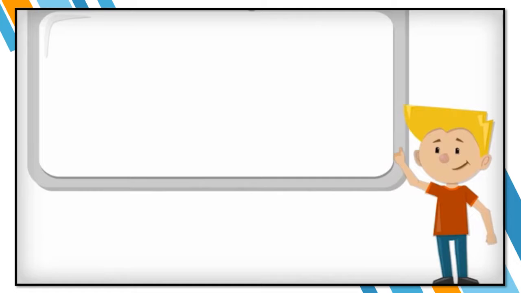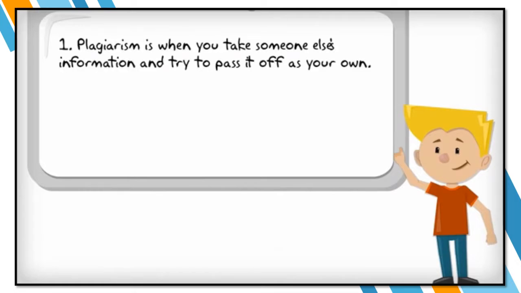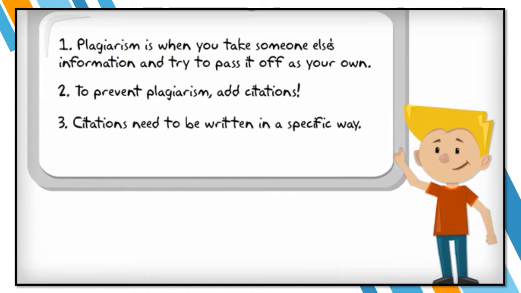Let's do a quick wrap-up. Plagiarism is when you take someone else's information and try to pass it off as your own. It's okay to use information from other sources in your assignment. To prevent plagiarism, add citations for those sources. Citations need to be written in a specific way. Include the name of the author, title, date it was created, and sometimes other pieces of information. There are websites like EasyBib that help you create citations quickly and easily.